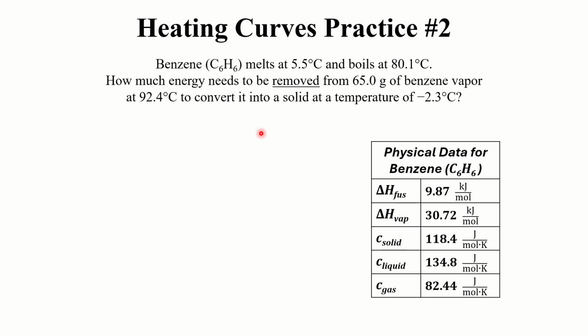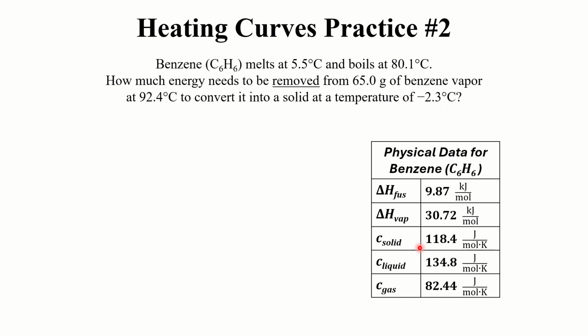Okay, I've got a second practice question for you, but I would like you to try this one on your own. This problem states that benzene, C6H6, melts at 5.5 degrees Celsius and boils at 80.1 degrees Celsius. How much energy needs to be removed from 65 grams of benzene vapor at 92.4 degrees Celsius to convert it into a solid at a temperature of negative 2.3 degrees Celsius?